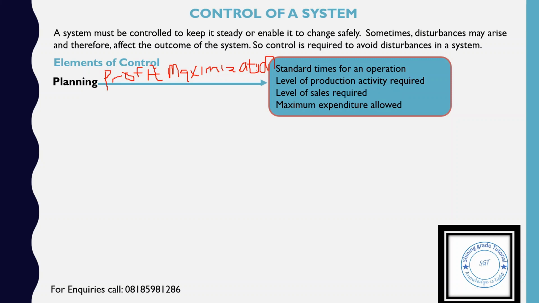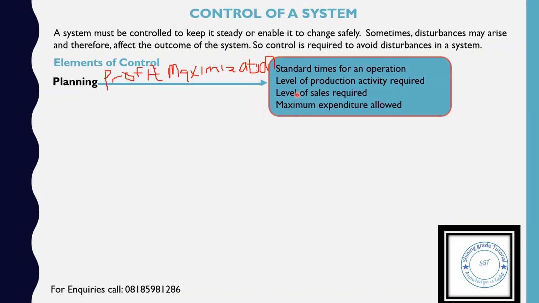In achieving this aim, there are some actions that need to be taken. In the plan, we need to have standards in some subsystems. For instance, we need to look at the standard time for operation in the system, the level of production activity required, the level of sales required, and the maximum expenditure allowed. All of these are elements of profit, and they are very important in achieving the objective of profit maximization. So when you have a plan, you have a predetermined standard for each of these levels.